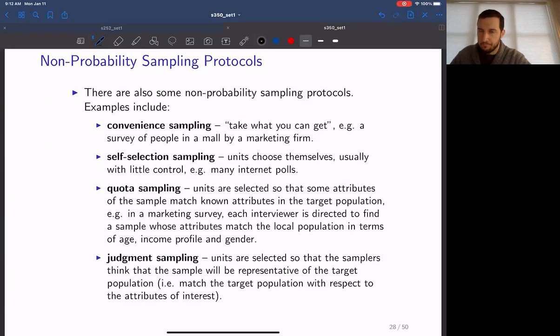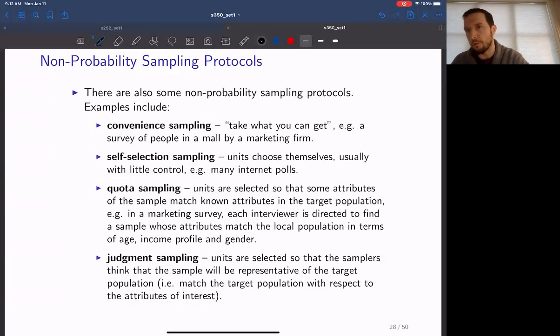Self-selection sampling, the units choose themselves. So, for example, you're responding if you're interested in responding. So this would be the type of thing that you see on Facebook or Twitter, for example, when polls are put up by your friends or by people that you're following and you choose to respond.